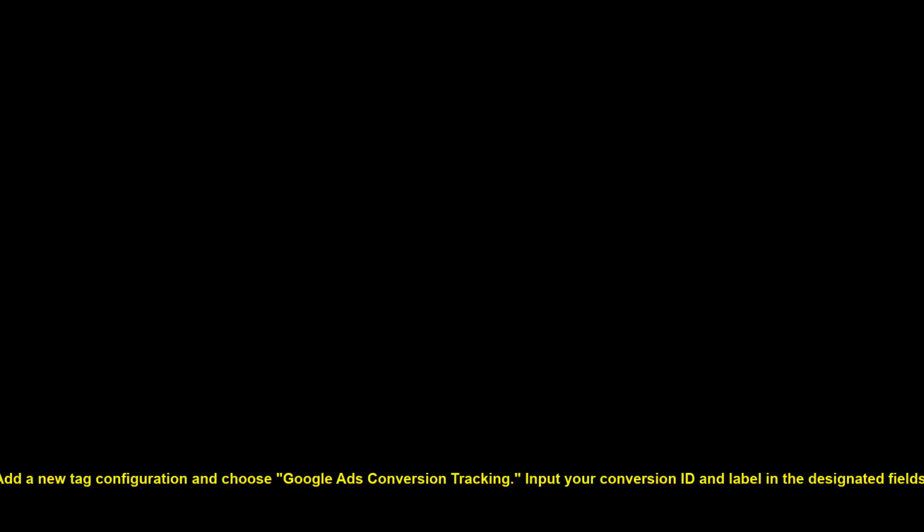Add a new tag configuration and choose Google Ads Conversion Tracking. Input your conversion ID and label in the designated field, then enable the Enhanced Conversions option within the tag settings. Save your tag and publish the changes in Google Tag Manager.